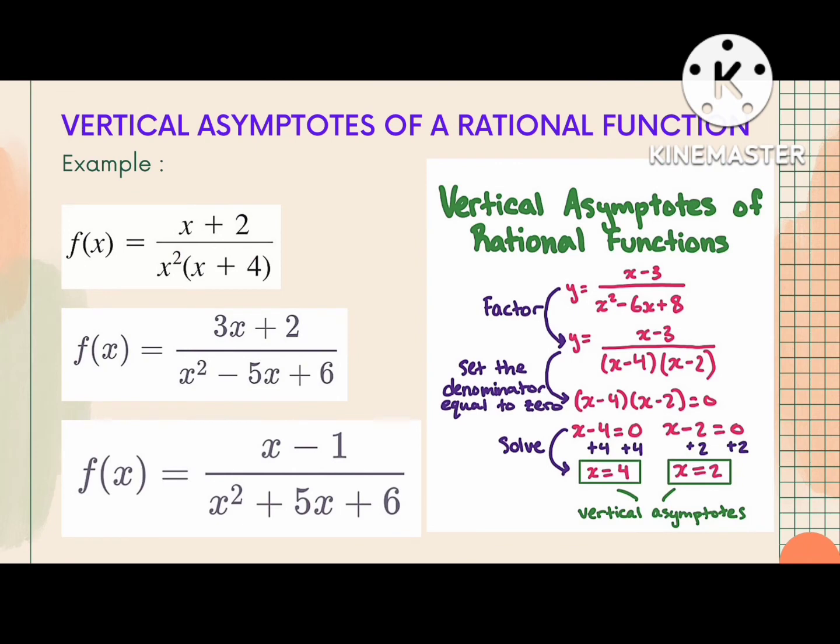As you can see, these equations are also examples of vertical asymptotes, because when we try to solve for the limit or substitute, we can see that the denominator will get a value of 0.